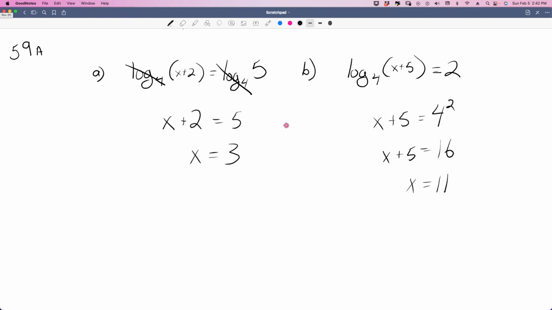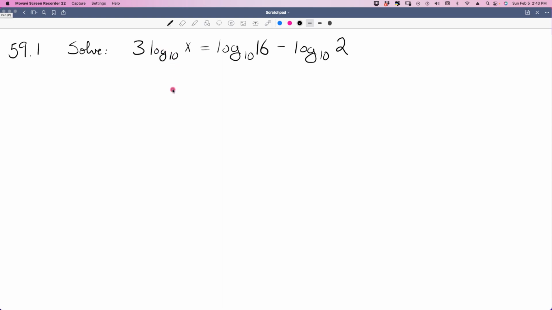So let's do a couple example problems to show you what I mean by that. So I'm going to pause and set the page up. So here is our problem, and at first glance it looks complicated, but we're going to break it down into sides and remember our rules for logarithms.